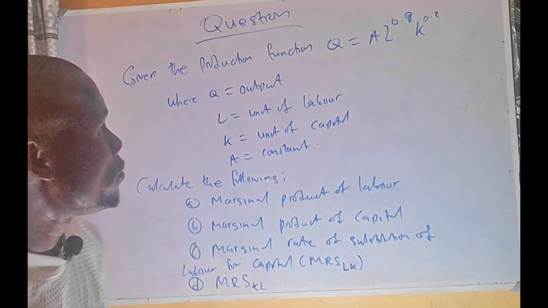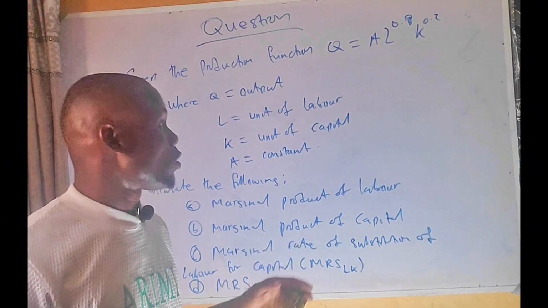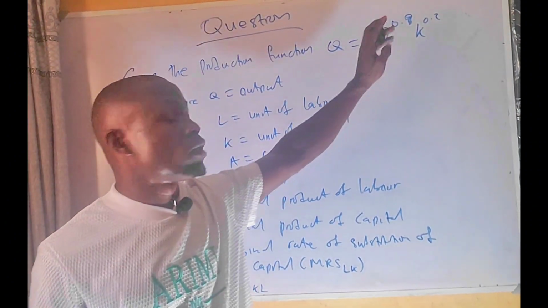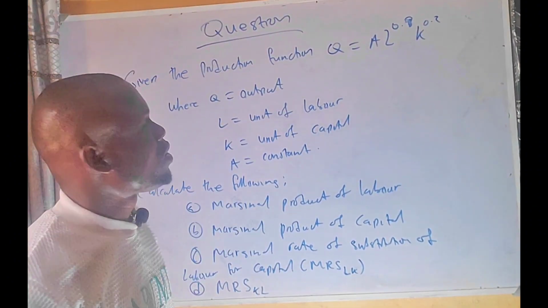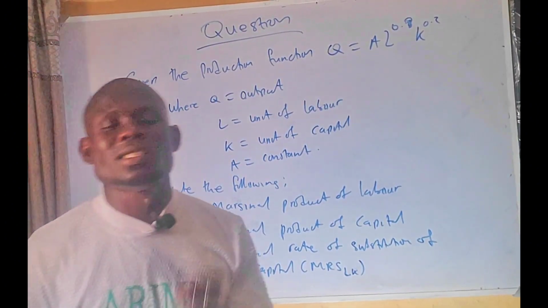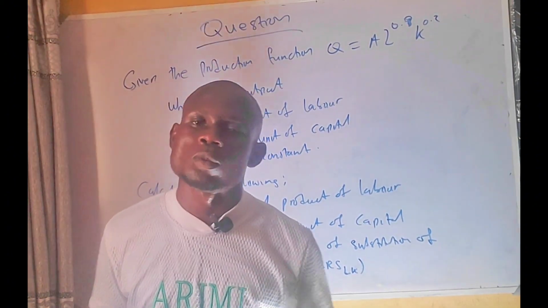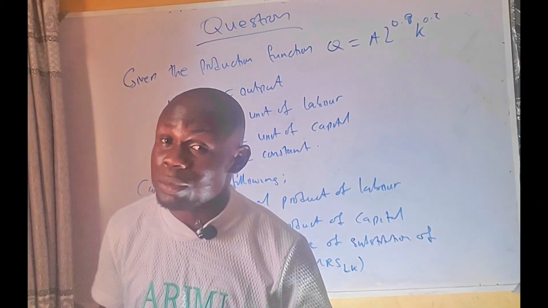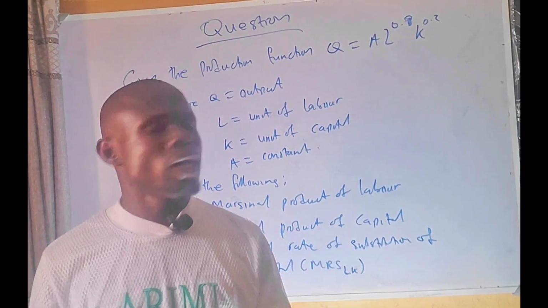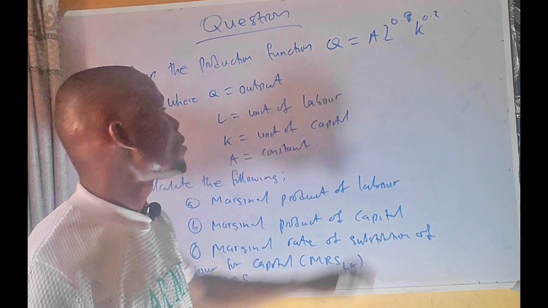All right. We are given a production function, Q equals A L^0.8 K^0.2. When you see this power on K and labor, it definitely tells us that we are dealing with a long run production function. In the long run, labor and capital vary. All right, this varies. So that is this.